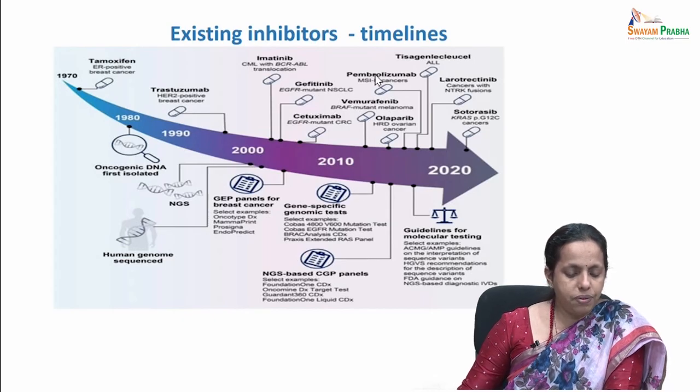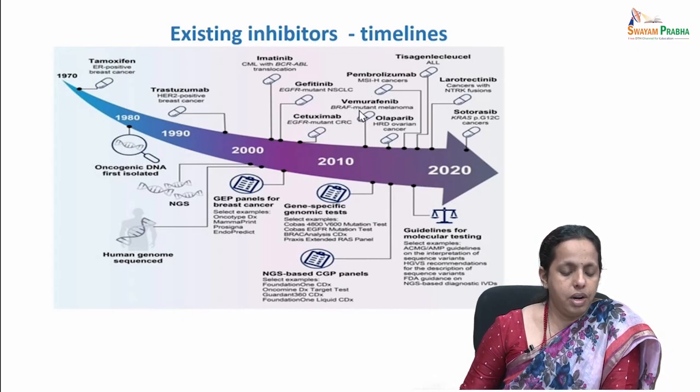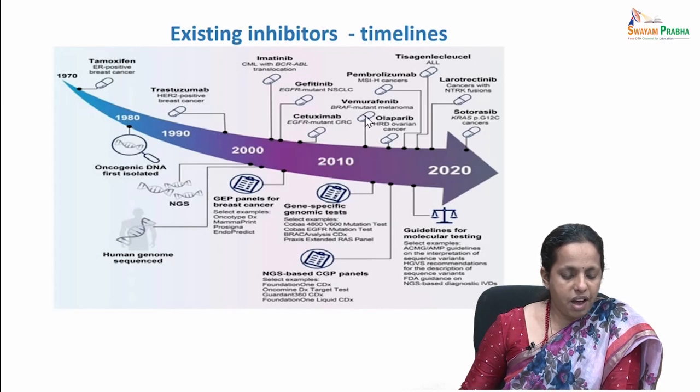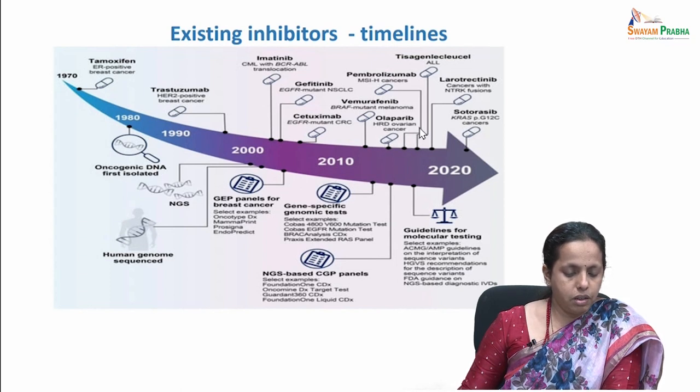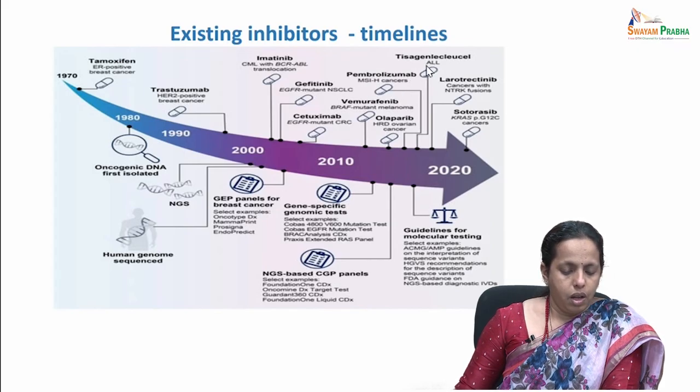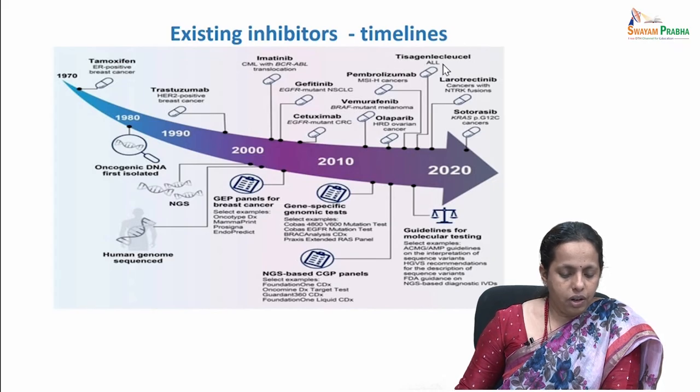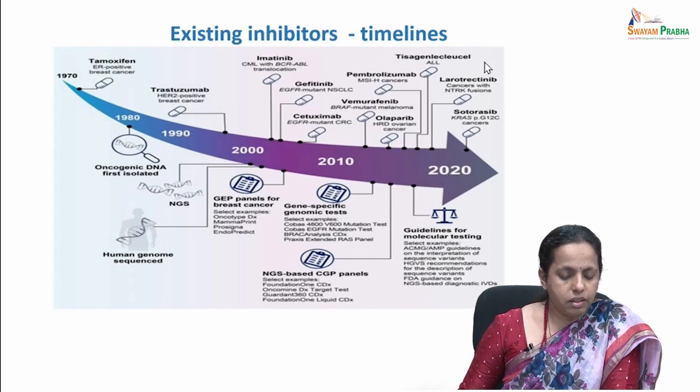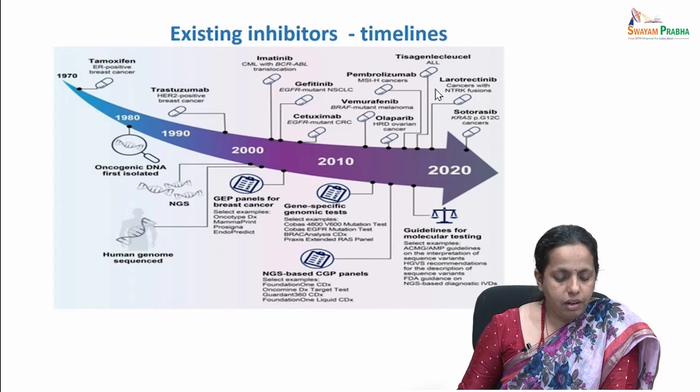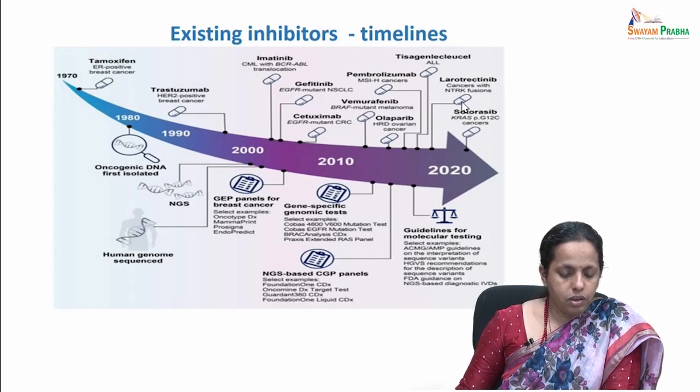But at the same time, the different drugs, what did you have this year? Vemurafenib, that is for your BRAF mutant melanoma. Then you have for this particular drug. Then you have drugs for your ALL. This is again, you recollect we came across this during your CAR-T therapy discussions. Then larotrectinib, and then we have sotorasib for your KRAS cancers.